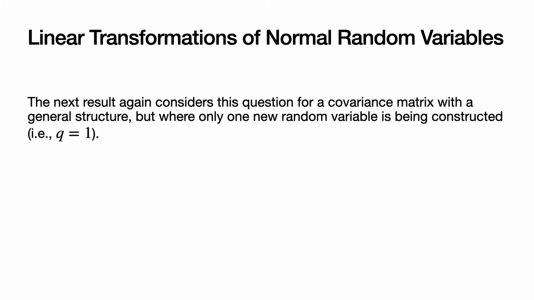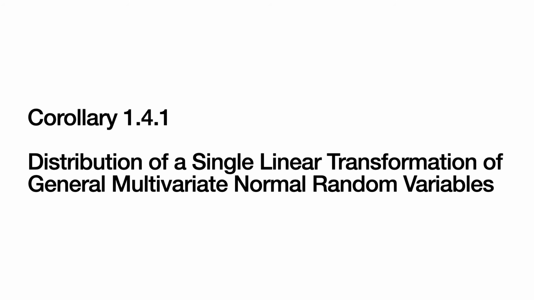The next result again considers this question for a covariance matrix with a general structure, but where only one new random variable is being constructed. That is, where Q is equal to 1. Now this is going to be a special case of Theorem 1.4, and so we're going to call this Corollary 1.4.1. And so this is the distribution of a single linear transformation of general multivariate normal random variables.